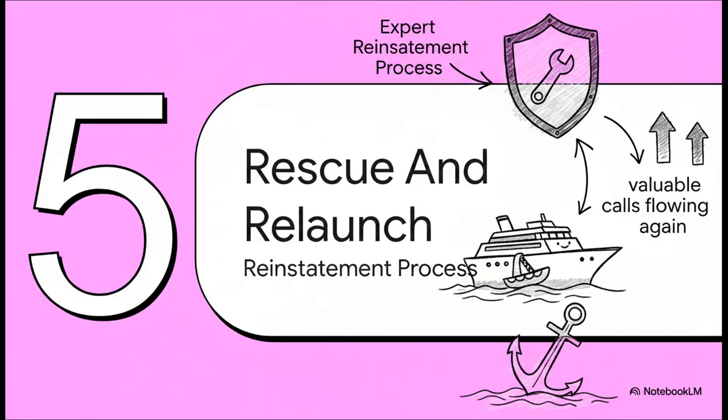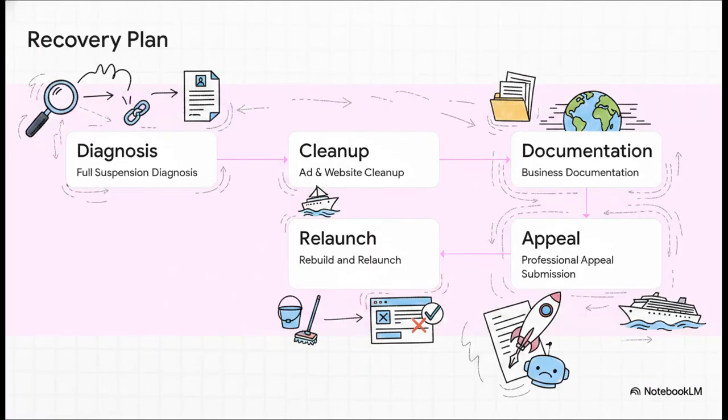Section 5. The Rescue and Relaunch. Expert Reinstatement Process. But hey, don't abandon ship just yet. Let's move to Stow and see how this builds a clear path to recovery. Top-tier agencies navigate out of this danger zone and get those valuable calls flowing again by using a very systematic plan. Step 1. You need a full suspension diagnosis to identify the exact policy violation.